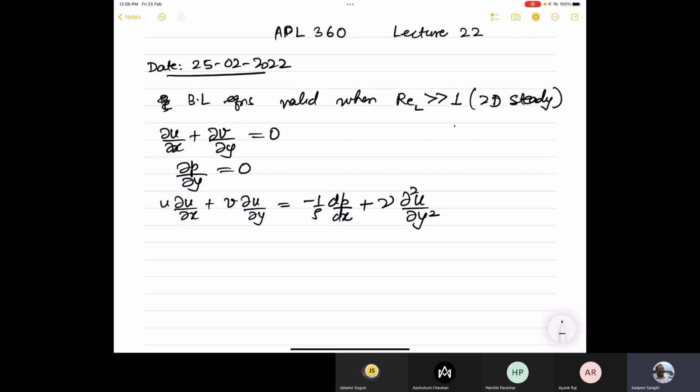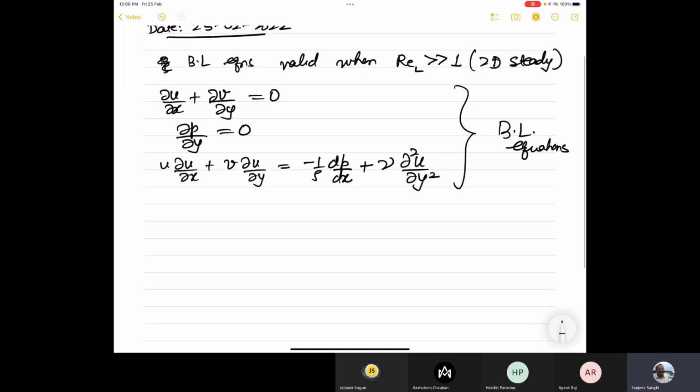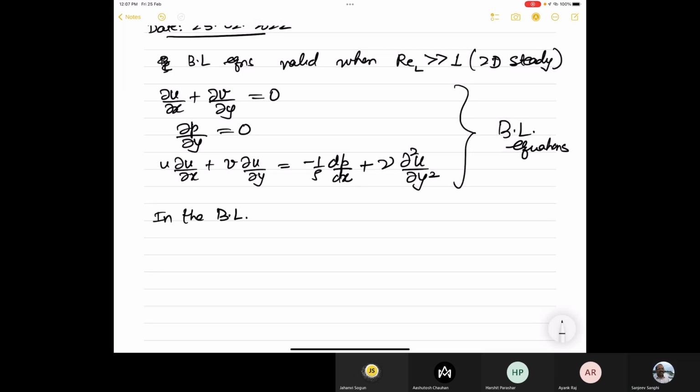So these equations are what are called the boundary layer equations. In some sense, you can think of these as a subset of the Navier-Stokes equations. Now, also what we know is in the boundary layer, u is equal to u of x, y, v is equal to v of x, y, but p is equal to p of x.